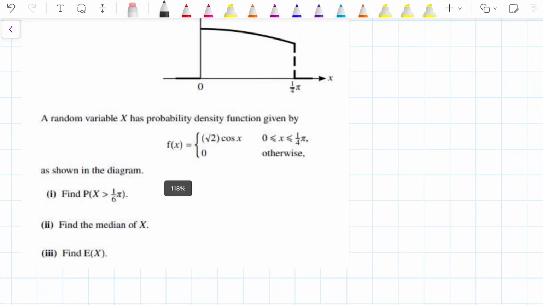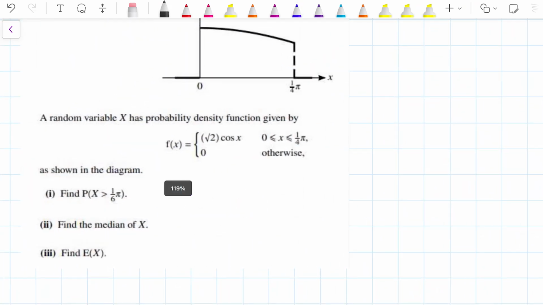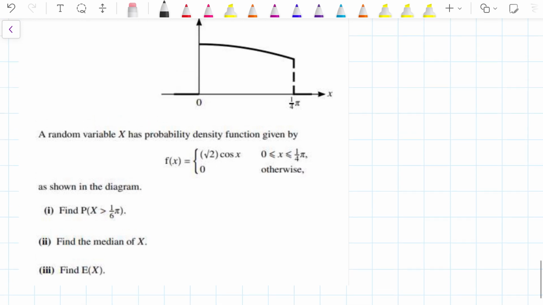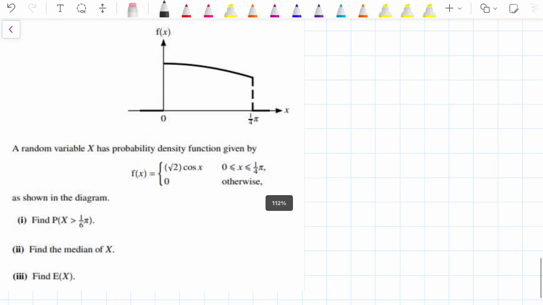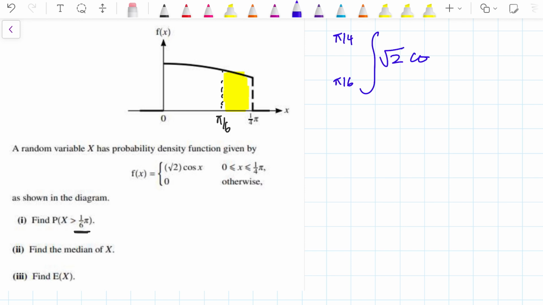A random variable x has a probability density function given by this. Find the probability that x is greater than pi by 6. So I just need to find the probability that it's greater than pi by 6. So pi by 6 can be somewhere here, and this is the area that we need to find. The upper limit is pi by 4, the lower limit is pi by 6, and the function is root 2 cos x dx. Whenever you have to integrate, dx is important.